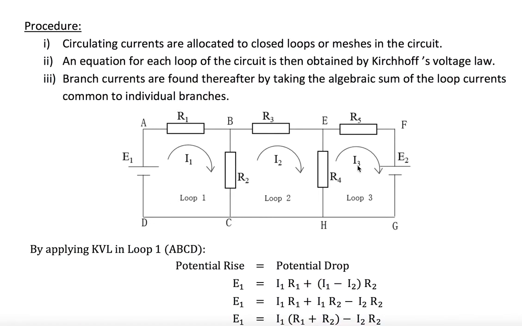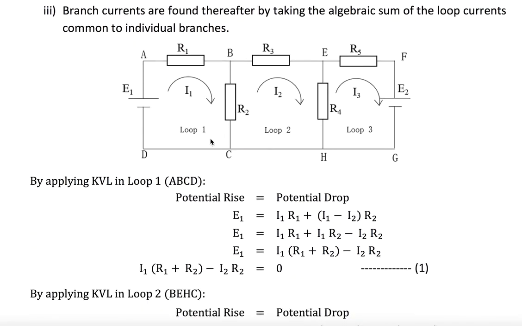This is actually mesh current analysis. This is loop 1, loop 2, loop 3. These three are independent loops, nothing but meshes. I1, I2, I3 are taken as clockwise currents in these loops or meshes. Apply KVL in the loop ABCD. How to apply KVL you already know, right? I1 R1 plus I1 into, see this current.